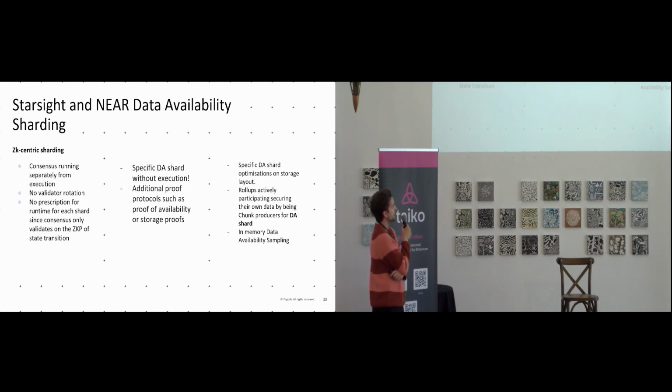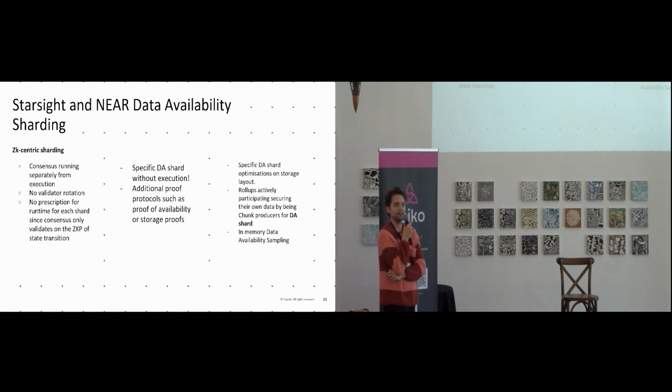And rollups can actively participate in securing their own data. So rollups can run validators specifically for this DA shard, which means that as a rollup, you can come in and just run a validator and secure your data without getting involved in any kind of statistical security primitives. And furthest down the road, we can also introduce in-memory data availability sampling, which is something that is not available as far as I know.